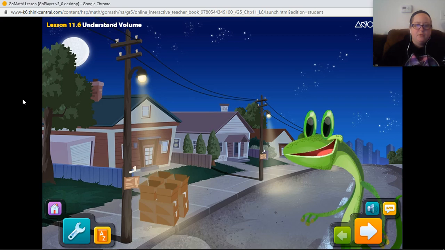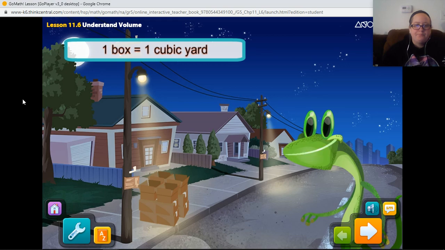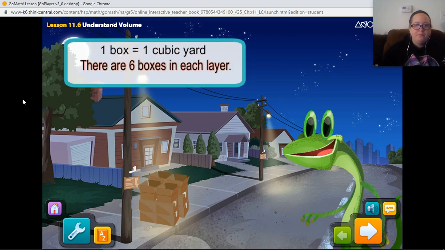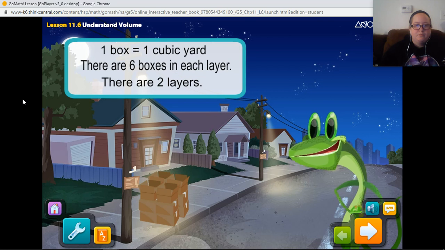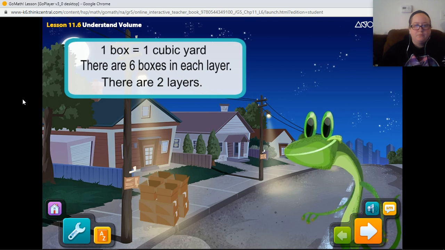Each box of fruit measures 1 cubic yard. There are 6 boxes in a layer. There are 2 layers of boxes. When they are stacked like that, it looks like one big rectangular prism. I wonder how we could find the total volume of the fruit that was delivered. I think boxes can help us figure out the volume. Come on and let's take a look.